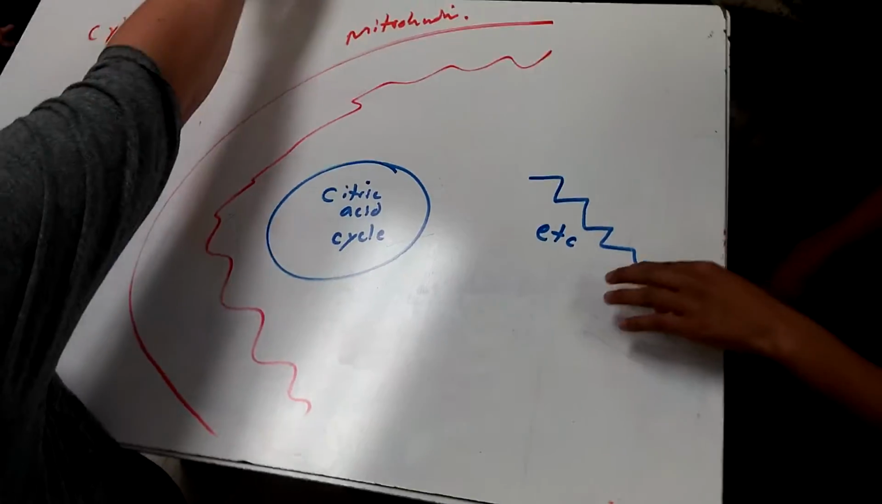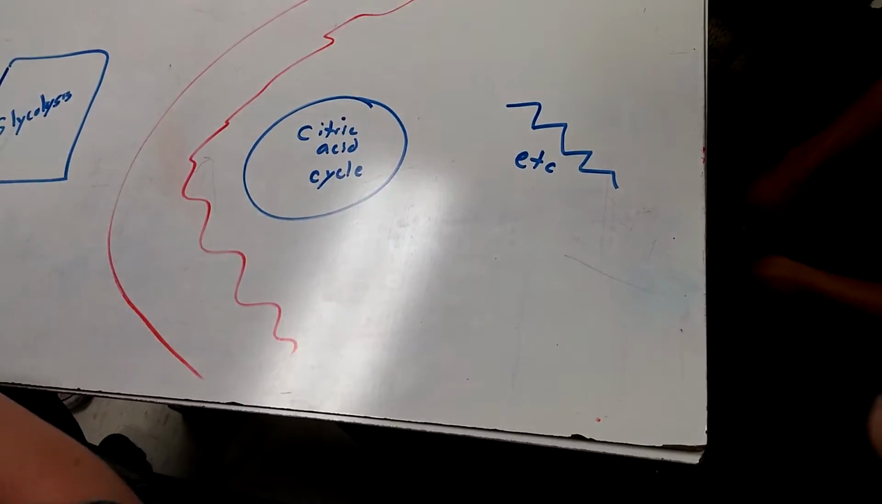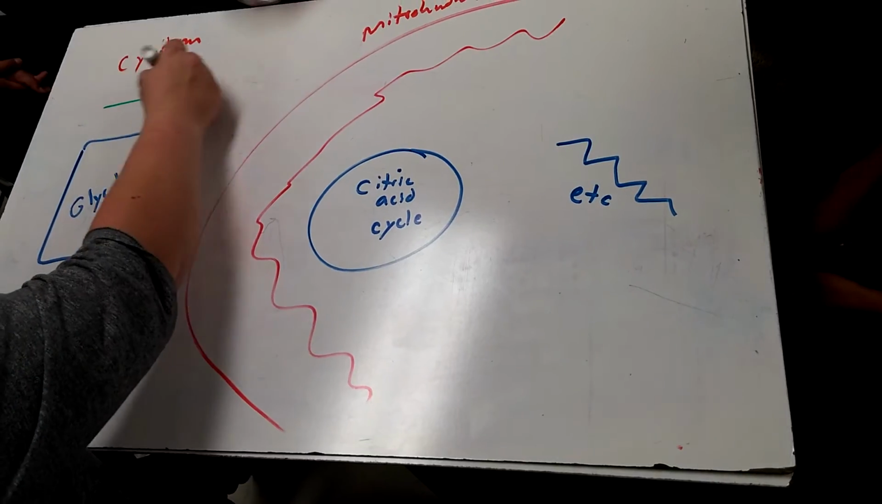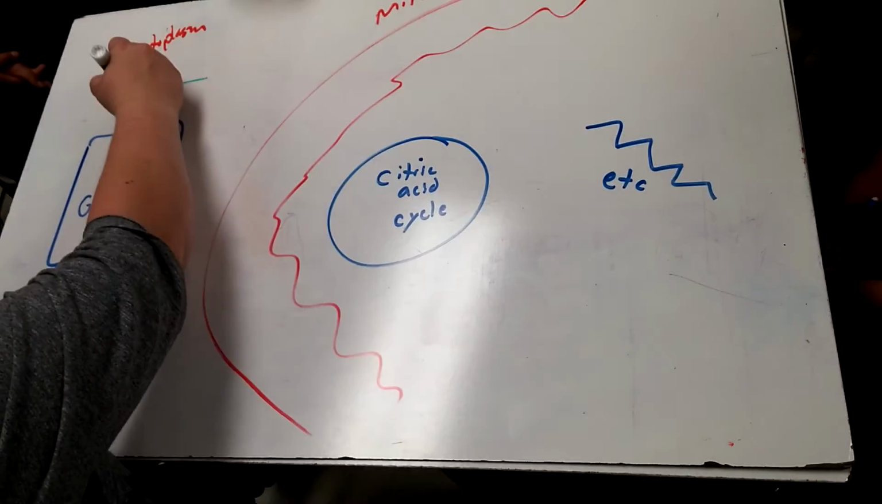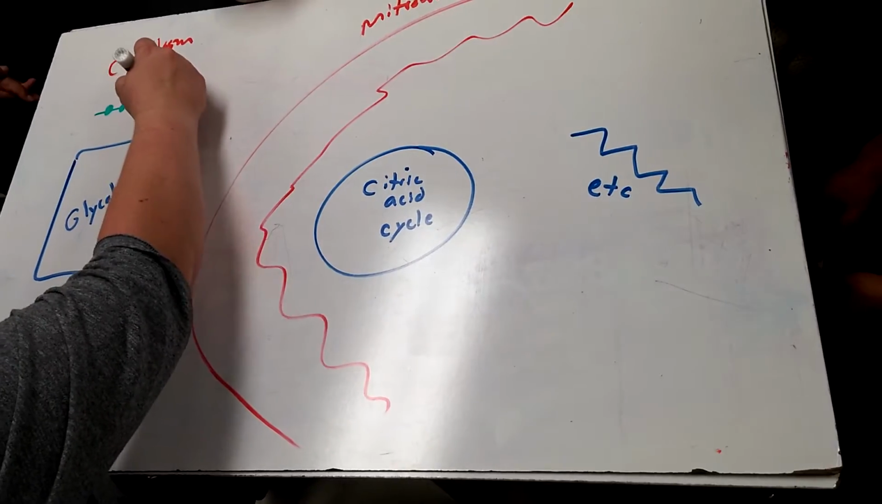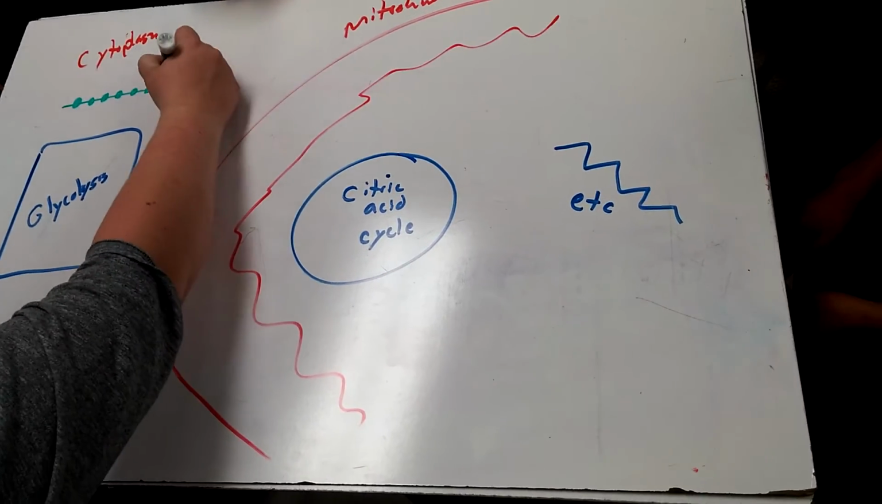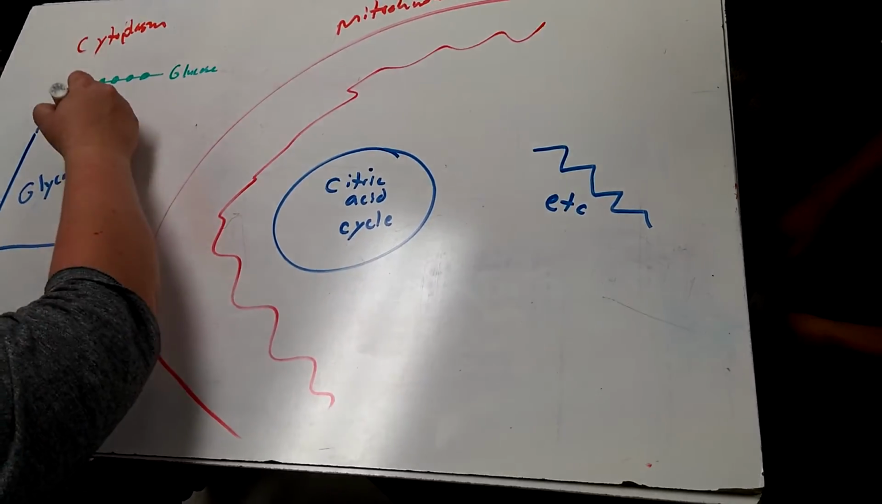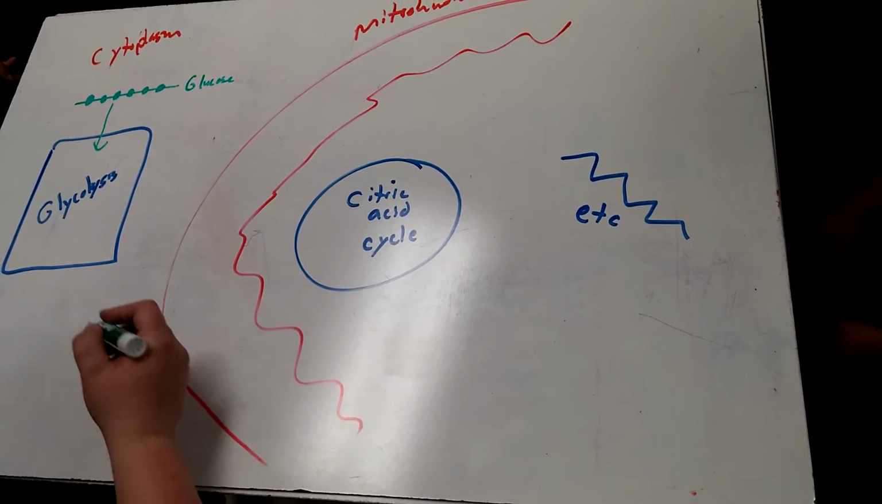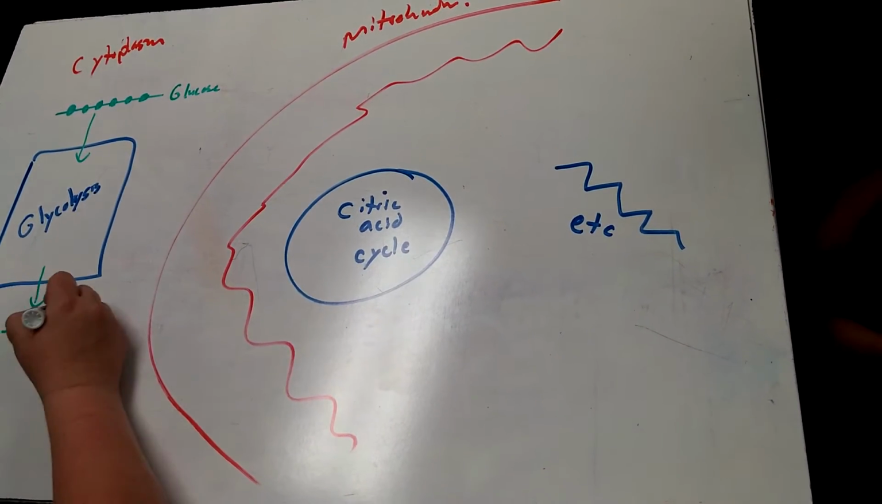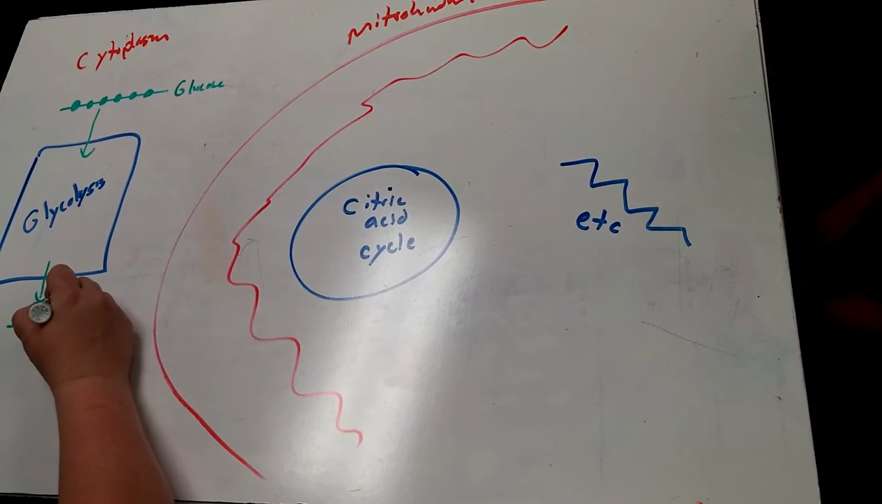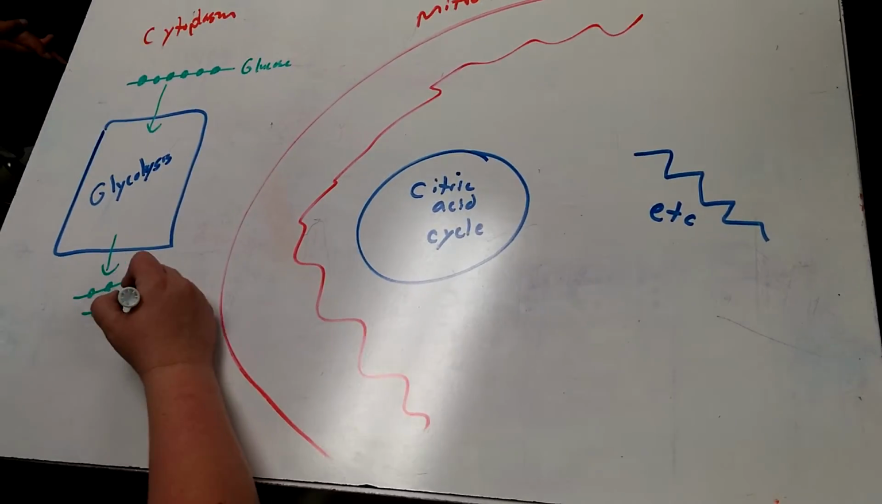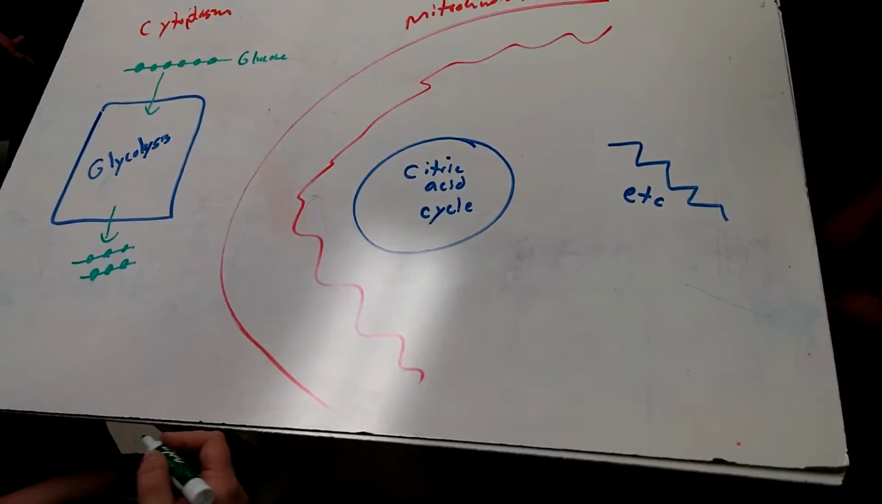And how this works is a cell uses a chemical called glucose for energy. 1, 2, 3, 4, 5, 6. Okay, so this is our glucose. It has 6 carbons attached. And that's going to go through a chemical process called glycolysis. And when that happens, it's going to break apart into 2 halves. So each half has 3.